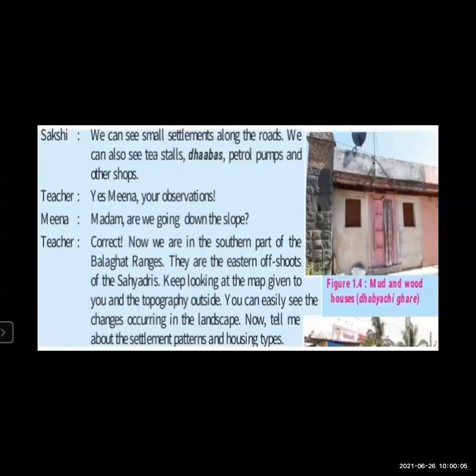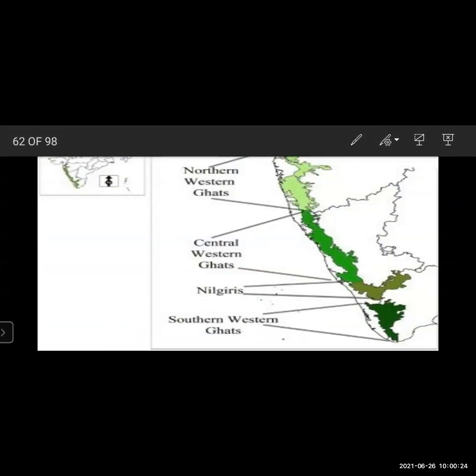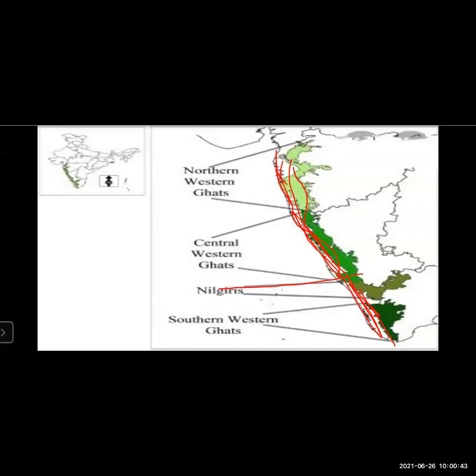Now what else is the teacher saying? They are the eastern offshoots of the Sahyadris. Keep looking at the map given to you and the topography outside. You can also see the changes occurring in the landscape. Now tell me about the settlement patterns and housing types. See, this is the map of India. The upper one is the northern Western Ghats. The middle one is the central. This is the Nilgiris, and this is the southern Western Ghats. So keep this in mind. This will help you in any kind of exams which will appear in future.